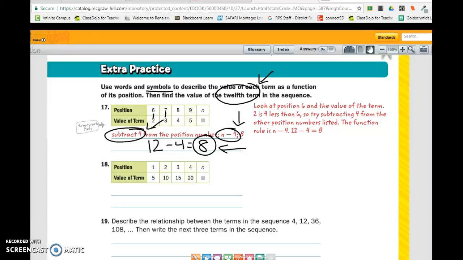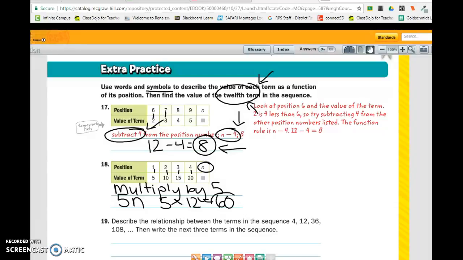Right here, on number 18, we're going from 1 to 5, 2 to 10, 3 to 15, 4 to 20. To do that, we have to multiply by 5. So we're going to write multiply by 5. That's words. For symbols, we need to make sure we add the n in. So 5 times n. And then we're still finding the 12th term. So 5 times 12 equals 60. And that's how you find the answer to that one.